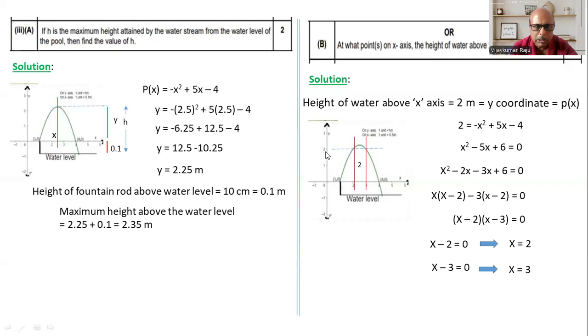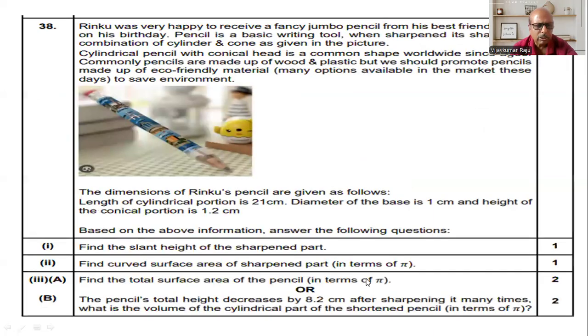So this is 2 meters. So this should be the point. When you draw horizontally, you are seeing that it is cutting at 2 points. That's why we're getting 2 answers. Clear? Now let us take the question number 38.